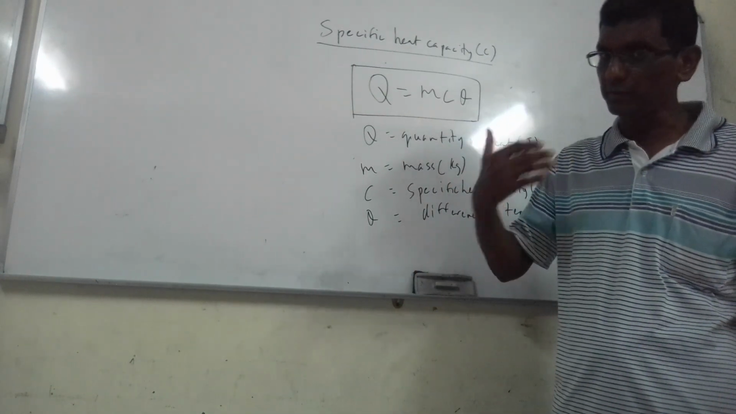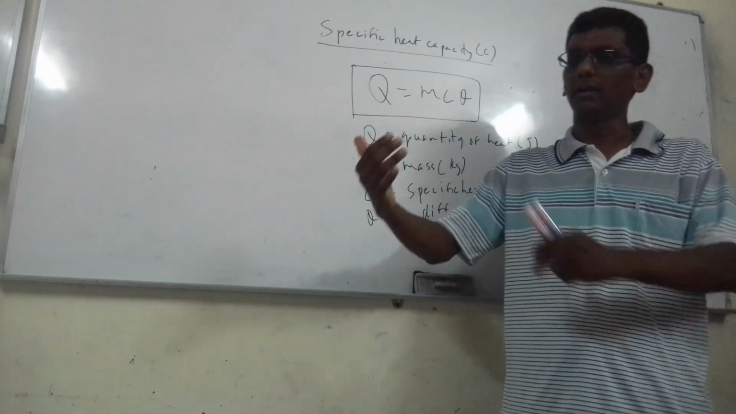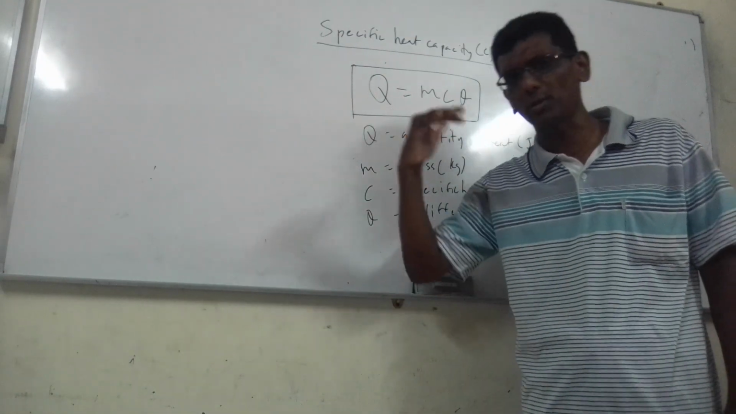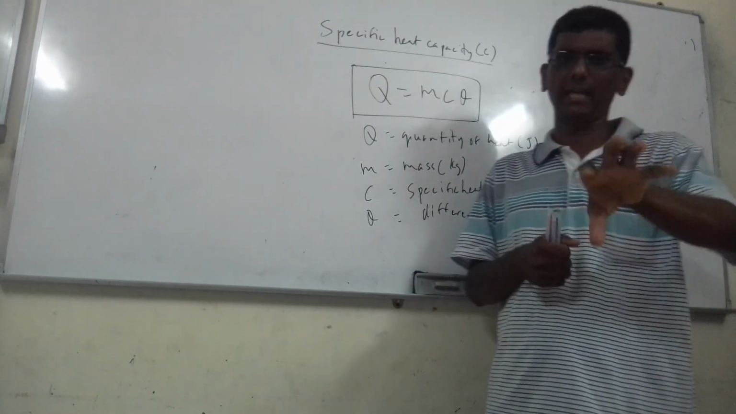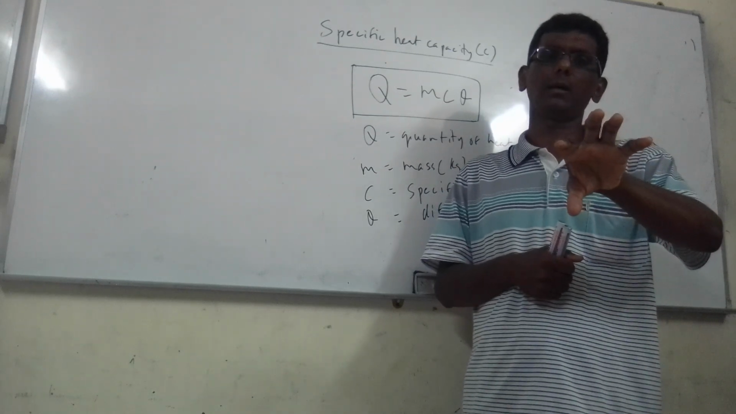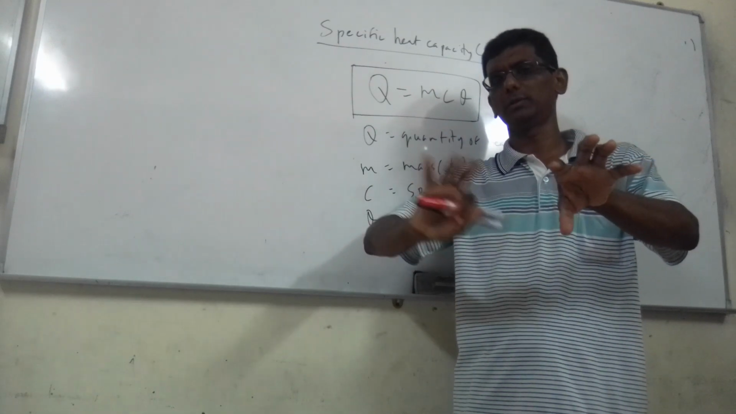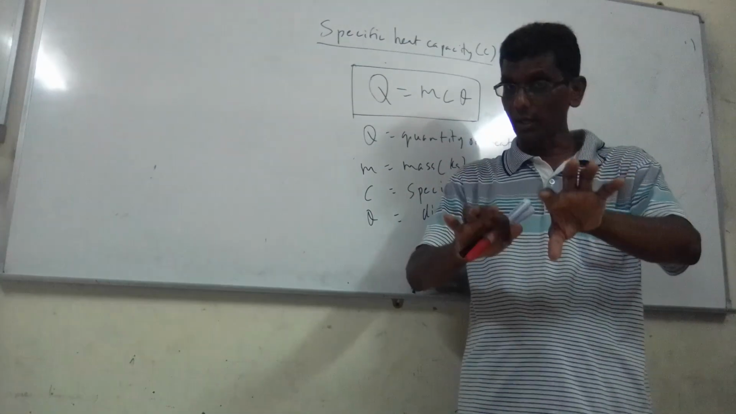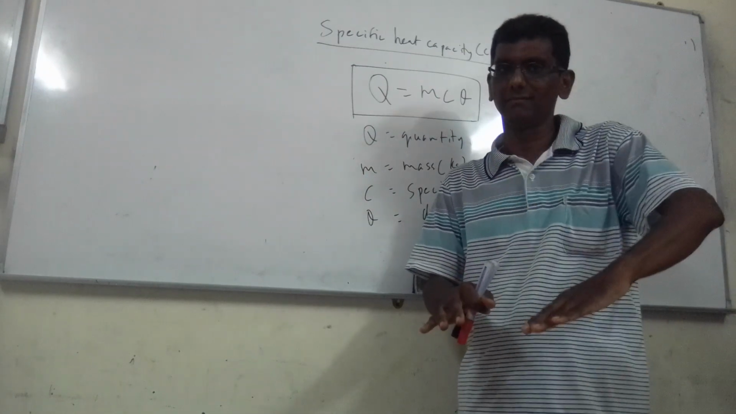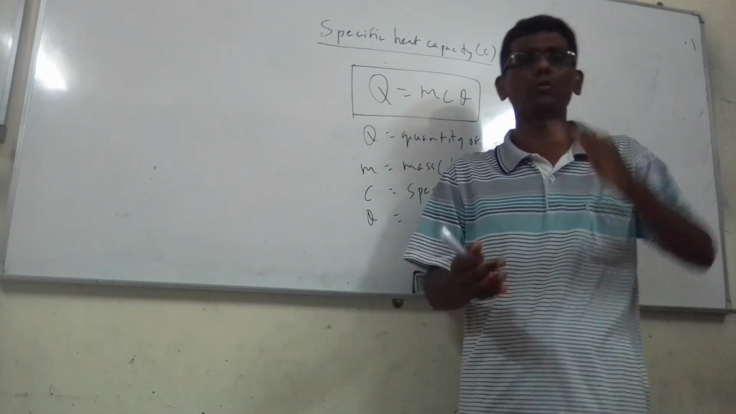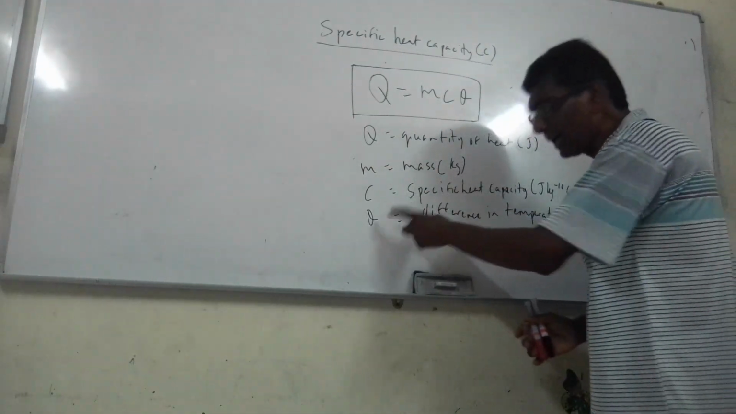Even though the specific heat capacity definition says to increase the temperature by 1 degree Celsius, to decrease the temperature by 1 degree Celsius we can also use this formula. For example, object A, the initial temperature 20 to 25, so the difference in temperature is 5 degrees Celsius. The same object A, temperature can reduce 20 to 15, so the difference in temperature is 5, or 20 to 14, the difference in temperature is 6.